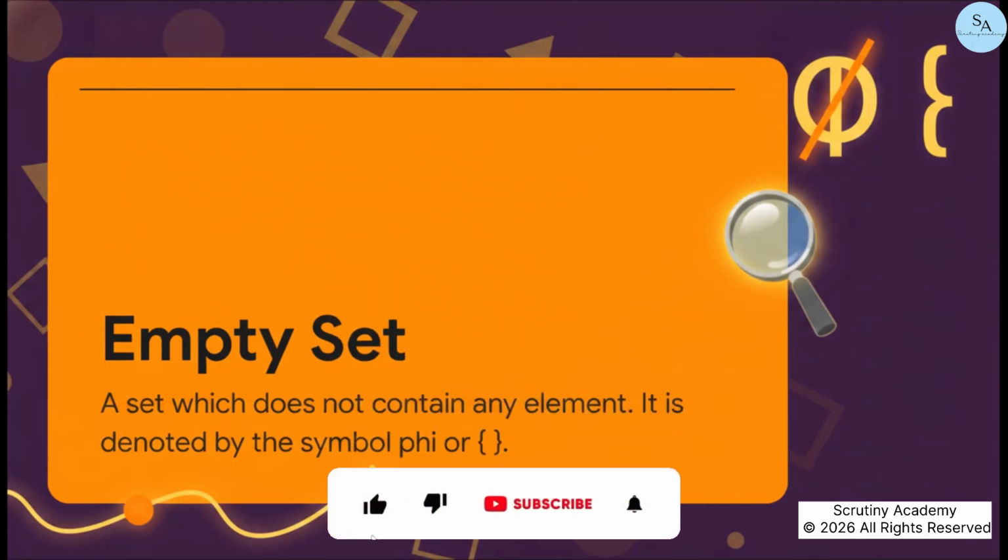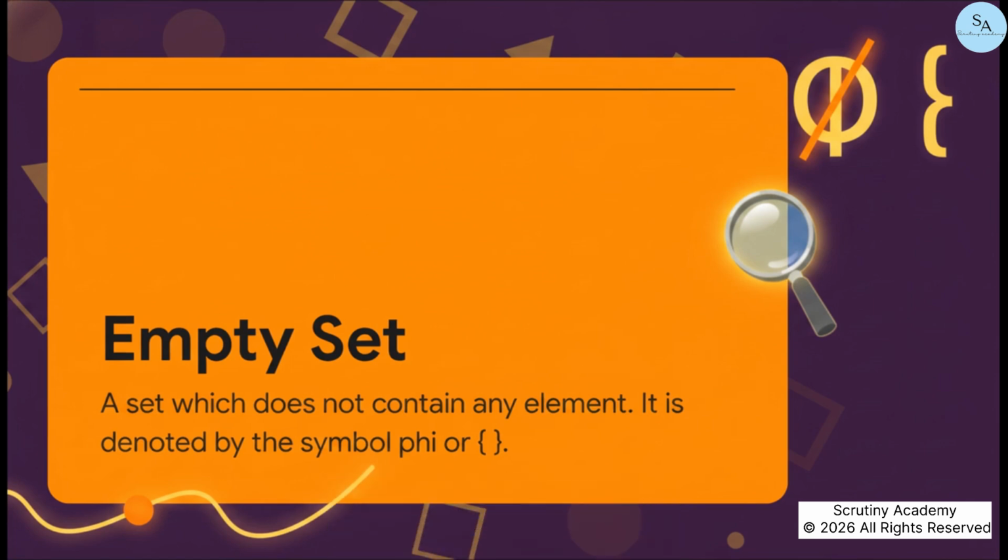And that brings us to the crucial point here. Mathematicians actually have a special name and symbol for this exact situation. It's called the empty set. You might also hear it called a null set, or even a void set. It basically just means a set which doesn't contain any element whatsoever. And because mathematicians absolutely love their shorthand, it's denoted by a really specific symbol. It's the Greek letter phi, which looks like a circle with a diagonal slash right through it, or you can literally just draw an empty pair of curly brackets.